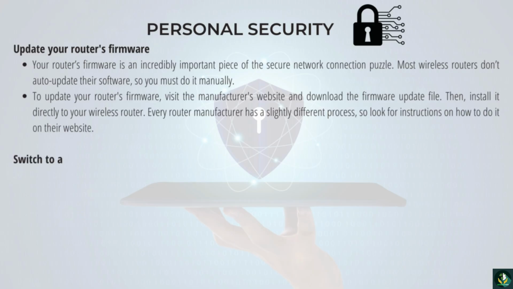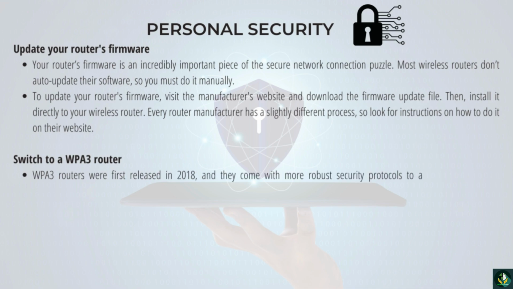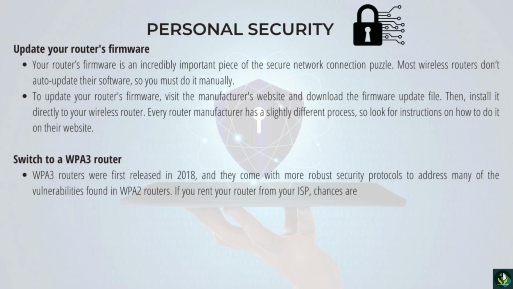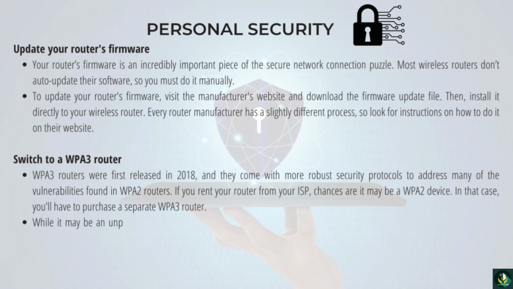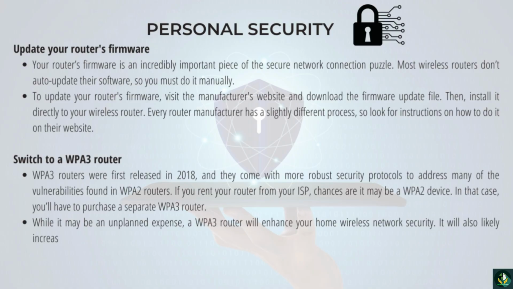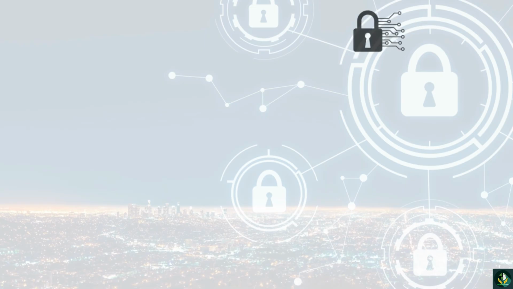8. Switch to a WPA3 router. WPA3 routers were first released in 2018, and they come with more robust security protocols to address many of the vulnerabilities found in WPA2 routers. If you rent your router from your ISP, chances are it may be a WPA2 device. In that case, you'll have to purchase a separate WPA3 router. While it may be an unplanned expense, a WPA3 router will enhance your home wireless network security. It will also likely increase the strength of your Wi-Fi signal.